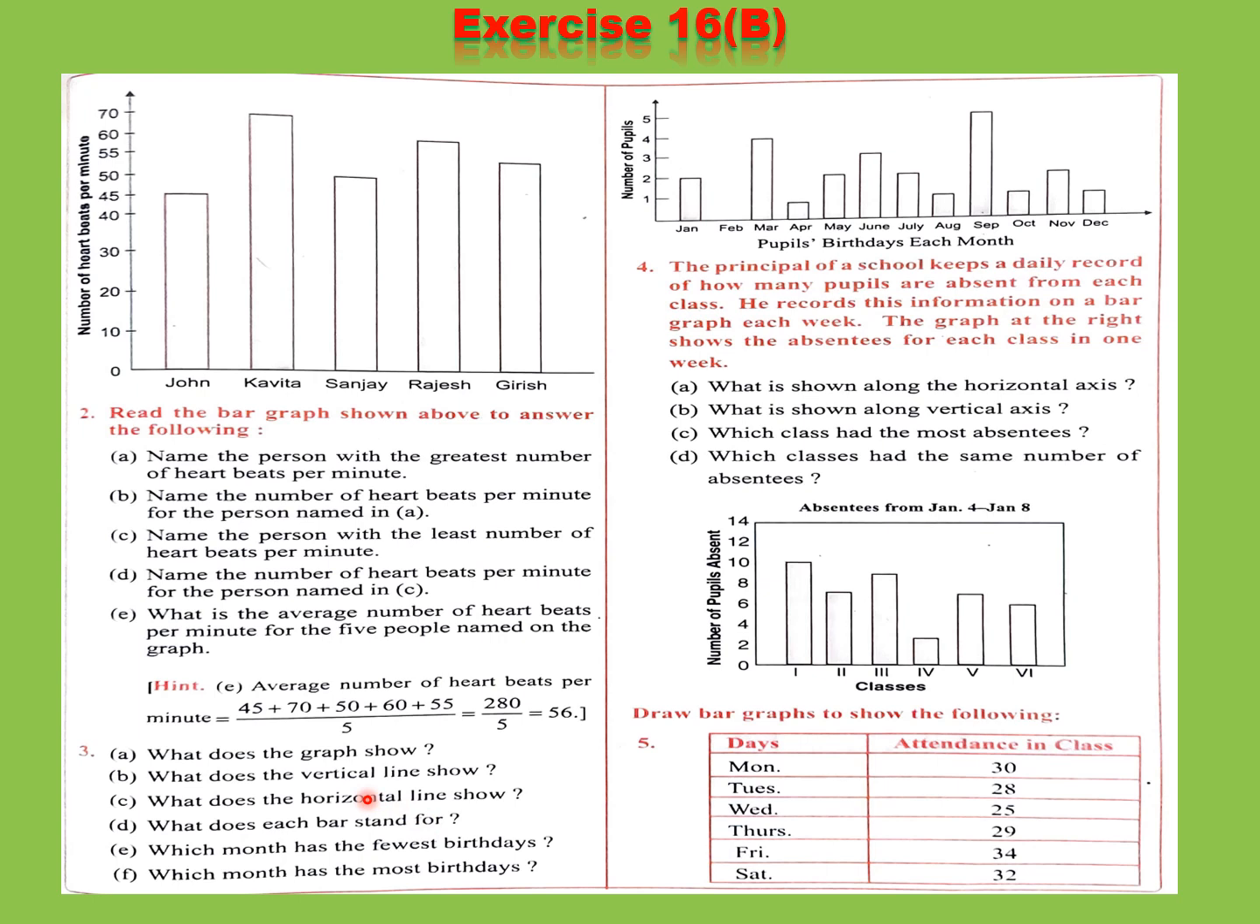Again, the vertical line is the line that starts from the bottom and goes to the top. Here the data is number of people. Now what does the horizontal line show? The horizontal line shows the month, January, February, March, you can see that. Now what does each bar stand for? Each bar stands for the number of students who have a birthday in that month, meaning birthdays per month. That is what the bar graph stands for.